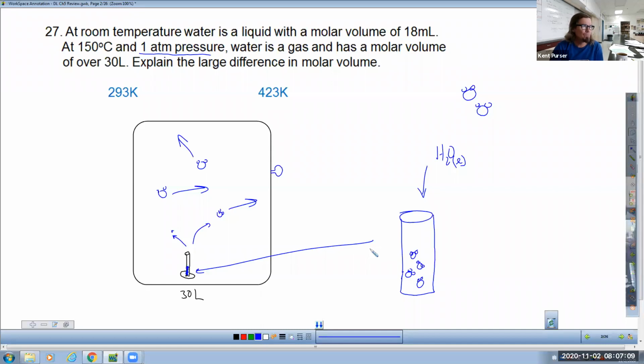So, explain the large difference in molar volume. Gas particles don't stick to each other like they do in the liquid state, and they have a high velocity, which allows them to take up that entire space of the 30 liters.